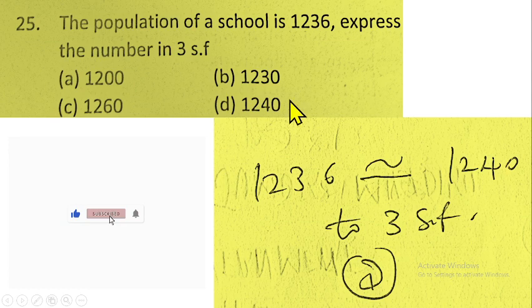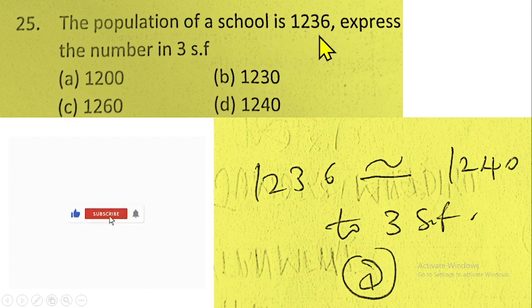Question number 25. The population of a school is 1,236. Express the number in 3 significant figures. So the question is also on approximation. We have to simplify this to three significant figures.